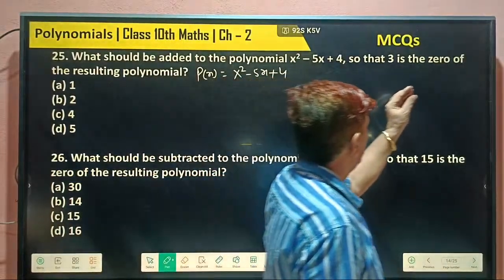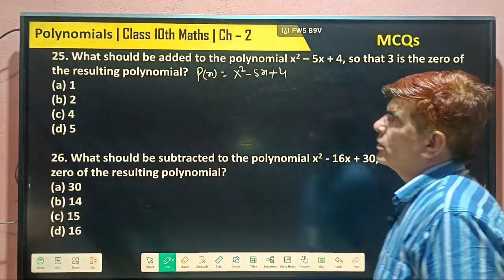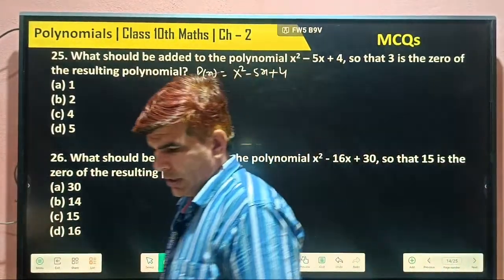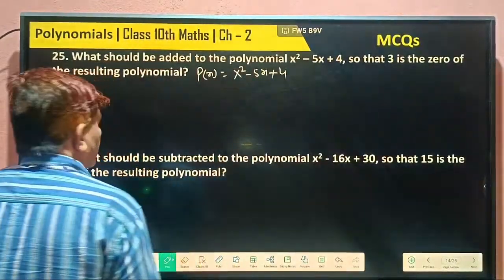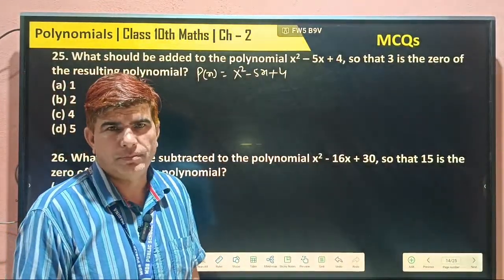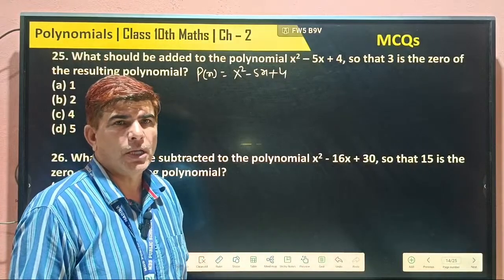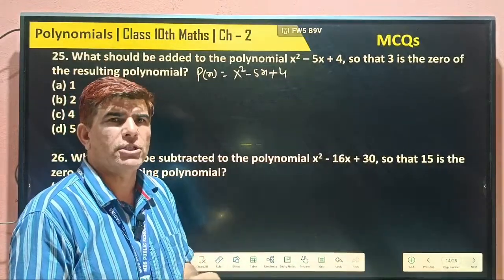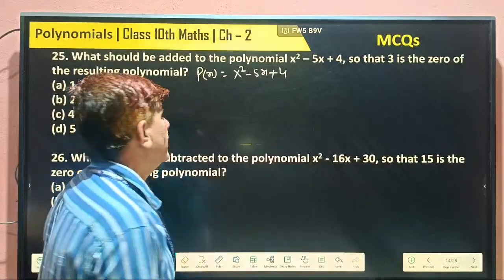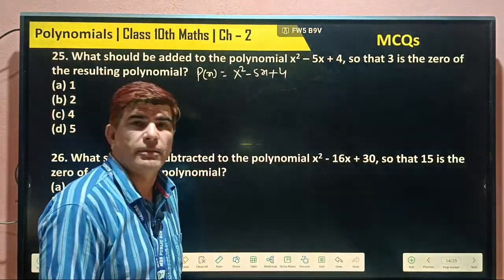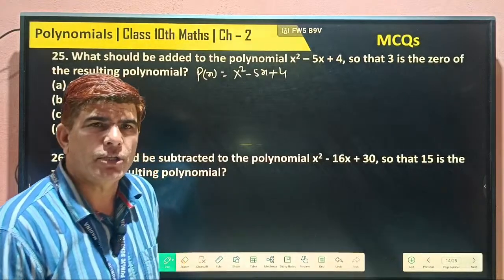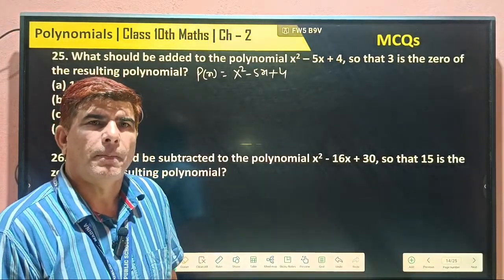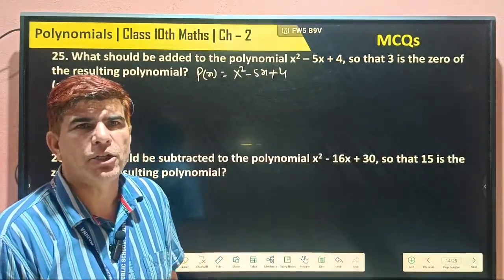Show that 3 is the zero of this resulting polynomial. So here we are using the remainder theorem. What's the remainder theorem? If p(x) is any polynomial and p(x) is divided by a linear polynomial x minus a, then the remainder is p(a).